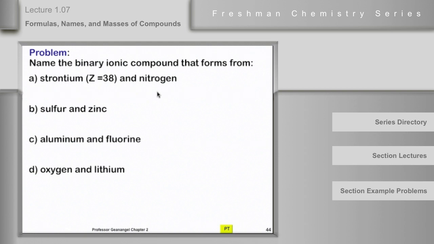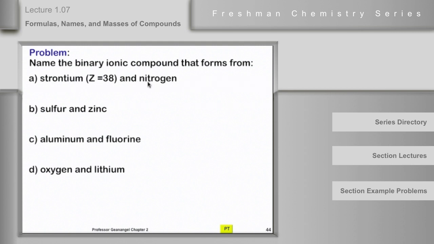So here are 4 things that we need to apply this information to. Name the binary ionic compound that forms from strontium and nitrogen. Okay, we saw a few moments ago that strontium is a metal. And so the metal is going to form which ion? Cation or anion? Cation. The metal forms the cation, the positive ion. So the name for the compound would start off with strontium.